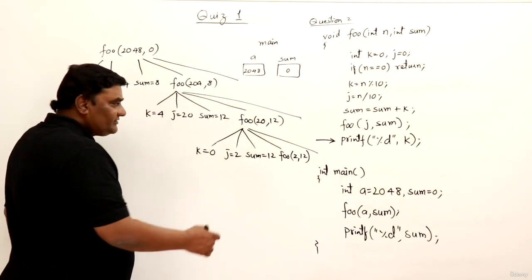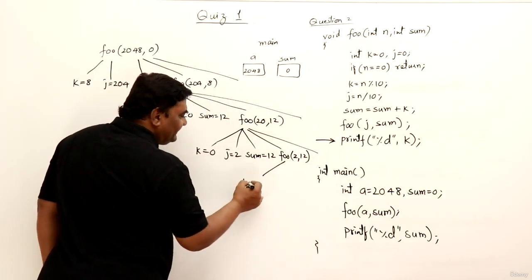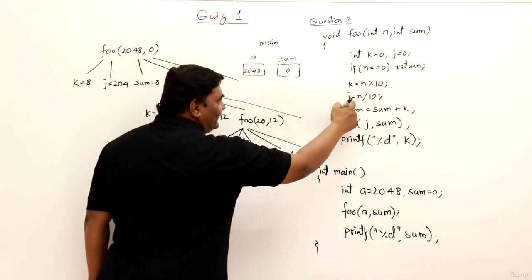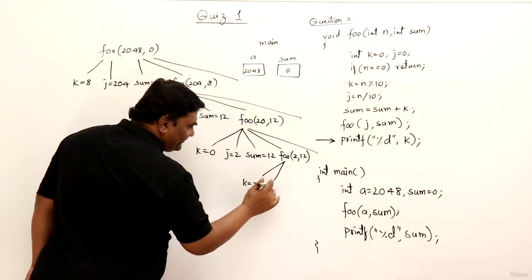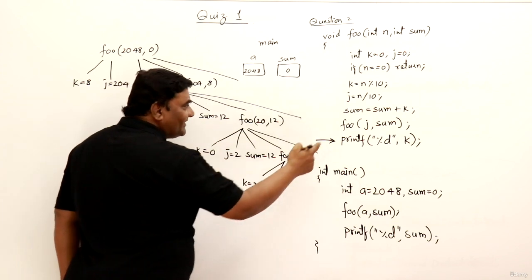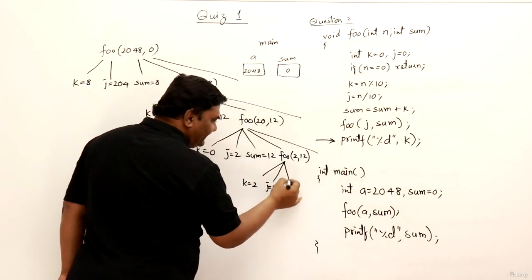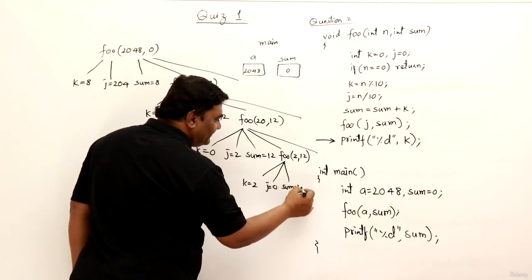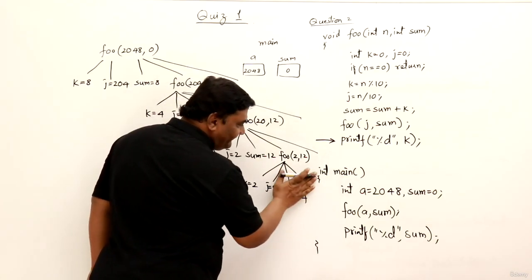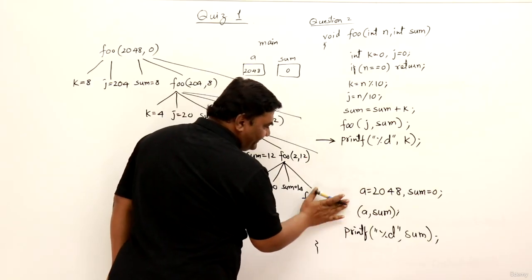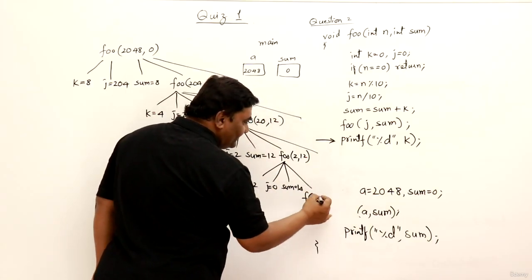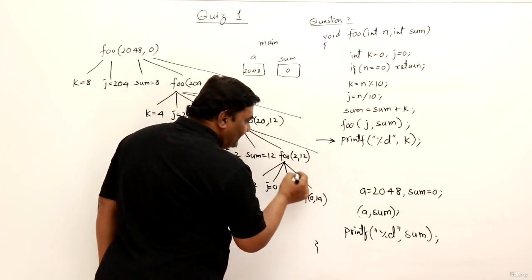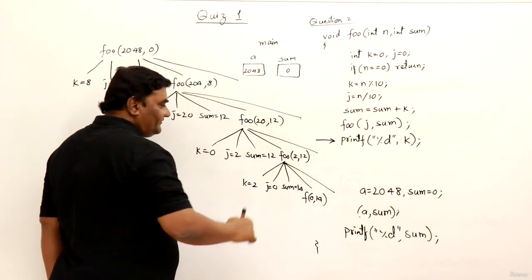Now one more call. So this one. Again those steps. K assign n mod 10. 2 mod 10 is how much? 2 only. J assign n divided by 10. 2 divided by 10, so j value will be how much? 0. Then sum assign sum plus k. So sum is right now 12. So in that 2 is added. So this becomes 14. Then foo, one more call. What is that? J and sum, 0 and 14. And also it has to print. This will be done afterwards.